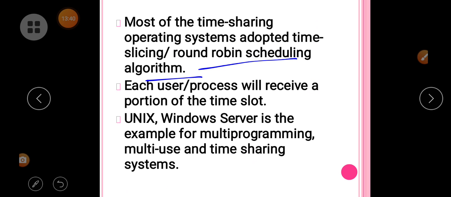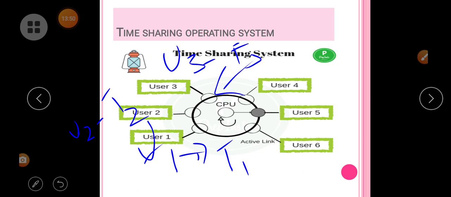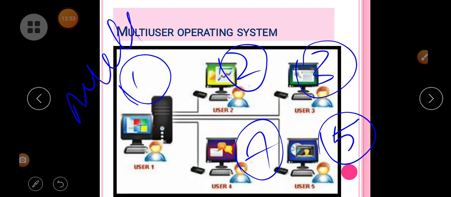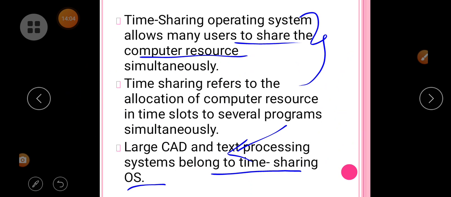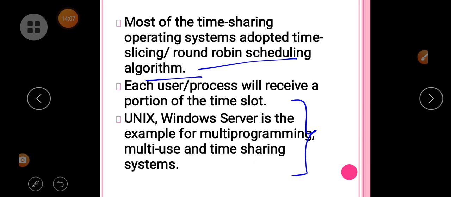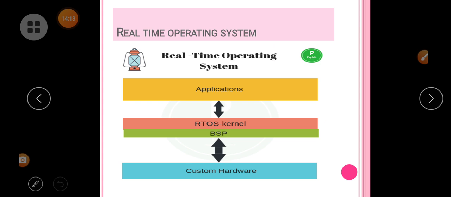Multi-programming, multi-user and time sharing systems. In the last one, the multi-user operating system, each user will have different access with a password and username. But the time sharing system is used in Unix and Windows servers, and it is also used in multi-programming and multi-user systems. So next is real-time.